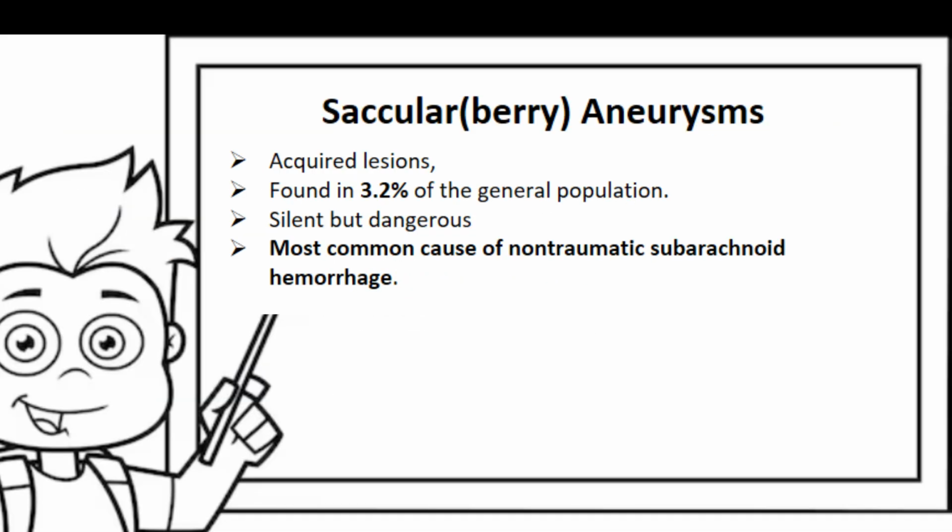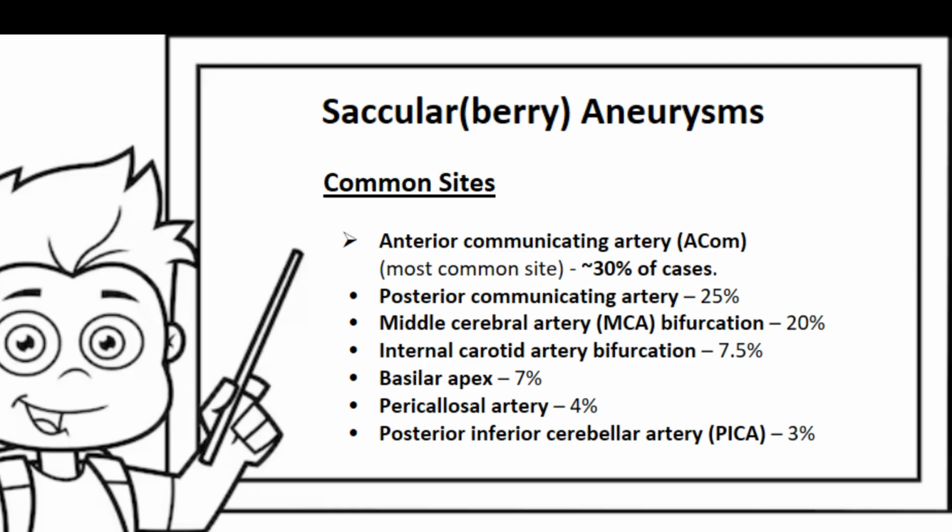Saccular or berry aneurysms are acquired lesions and they are found in about 3.2% of the population. That is, for every 100 persons, 3 actually have a berry aneurysm. They are often silent but they are dangerous, with rupture being the most common cause of non-traumatic subarachnoid hemorrhage. The anterior communicating artery is the most common site and it's involved in about 30% of cases.